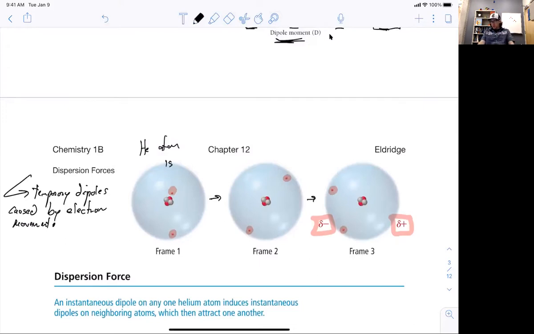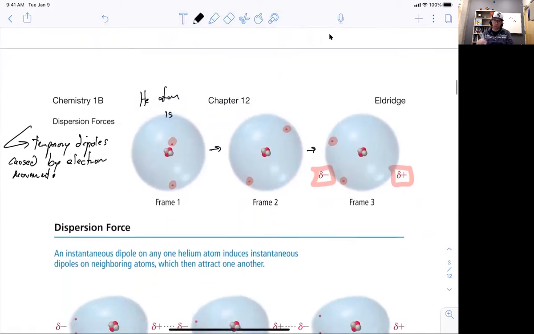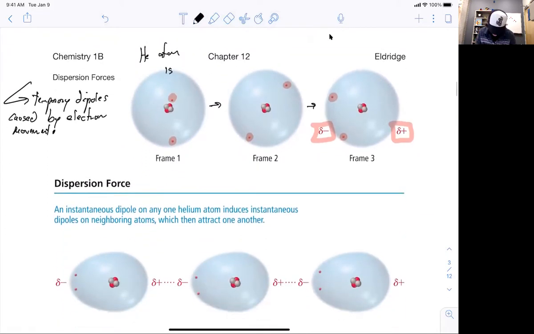And the weird thing about dispersion forces is they can start to induce these dipoles in neighboring atoms and molecules. So here's a more formal version of it. An instantaneous dipole on any one atom, because we're going to see a lot of molecules have intermolecular dispersion forces, induces instantaneous dipoles on neighboring atoms, which then attract one another.